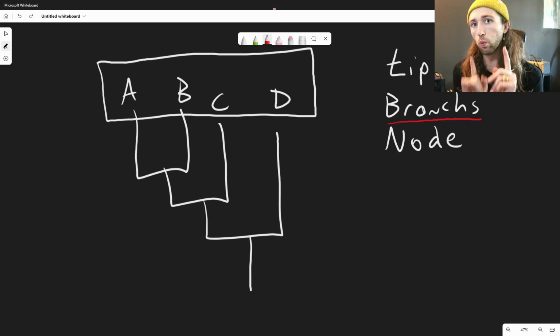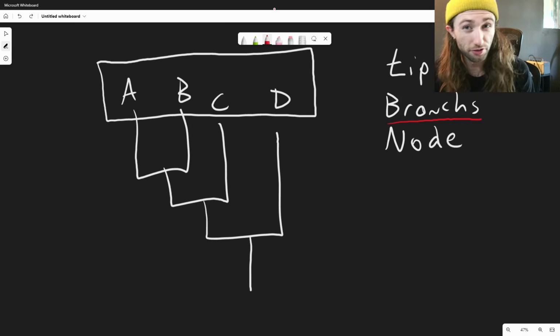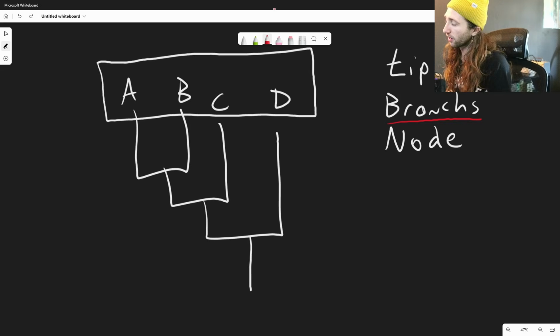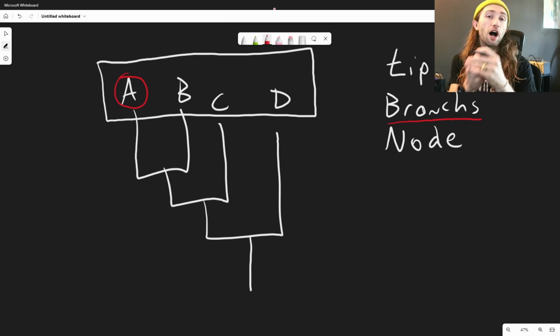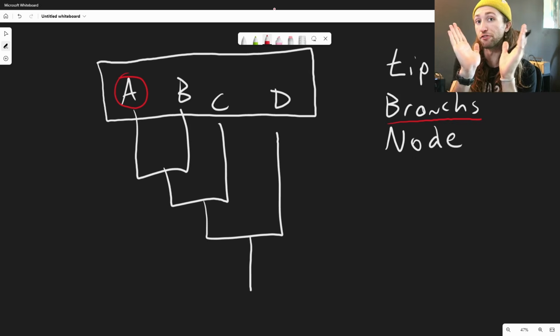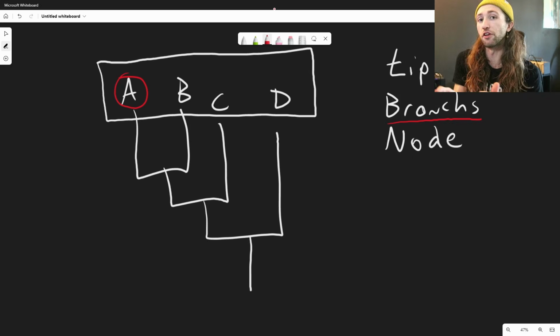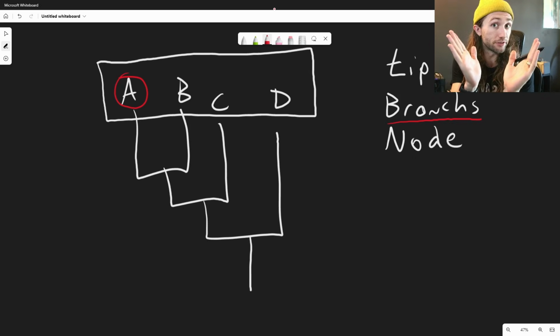So I want to talk about one more grouping, and that is sister species or sister groups. So let's say we have this taxa here, A. And I ask yourself, what is sister to A? This is a really common terminology you'll hear. And what sister means is it is the group that is on the other side of that bifurcation that we talked about. It's on the other side of the split, okay?